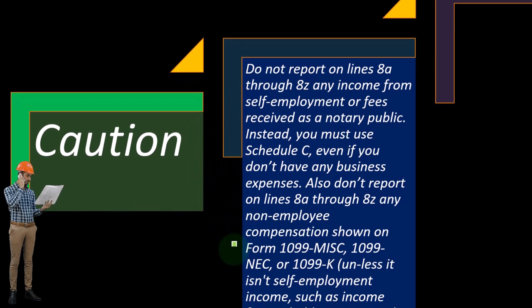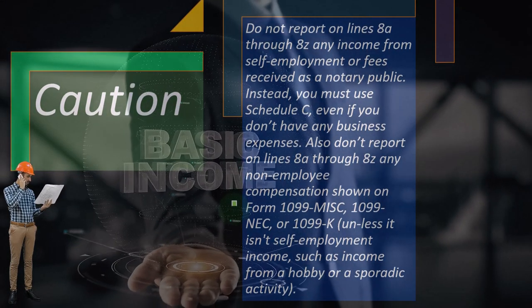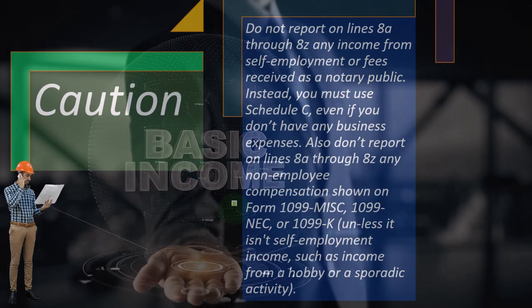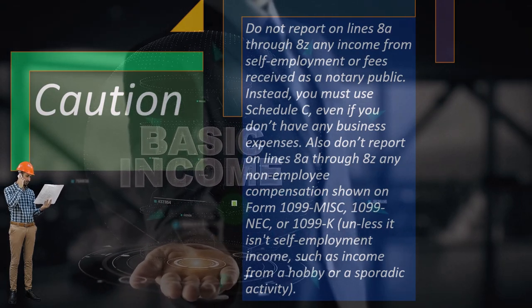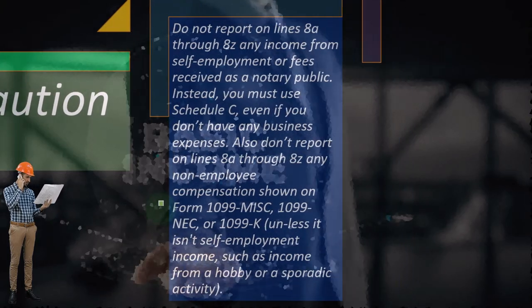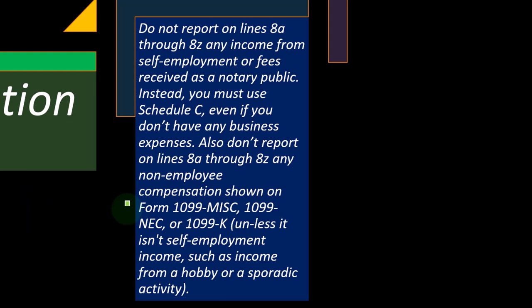If you get a 1099 miscellaneous or something like that, or an NEC or K, then the IRS would generally assume, you would think, that it's going to be self-employment income. They would expect to see a Schedule C unless you claim it's a hobby. The reason the IRS will allow people to take a hobby is because obviously they don't want people to be able to take losses.